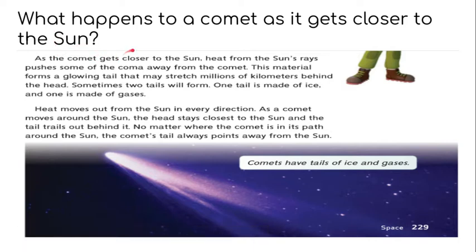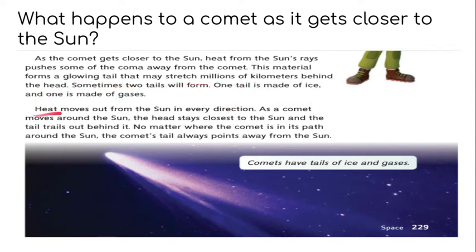As the comet gets closer to the sun, heat from the sun's rays pushes some of the coma away from the comet. This material forms a glowing tail that may stretch millions of kilometers behind the head. Sometimes two tails will form. One tail is made of ice and one is made of gases. Heat moves out from the sun in every direction.